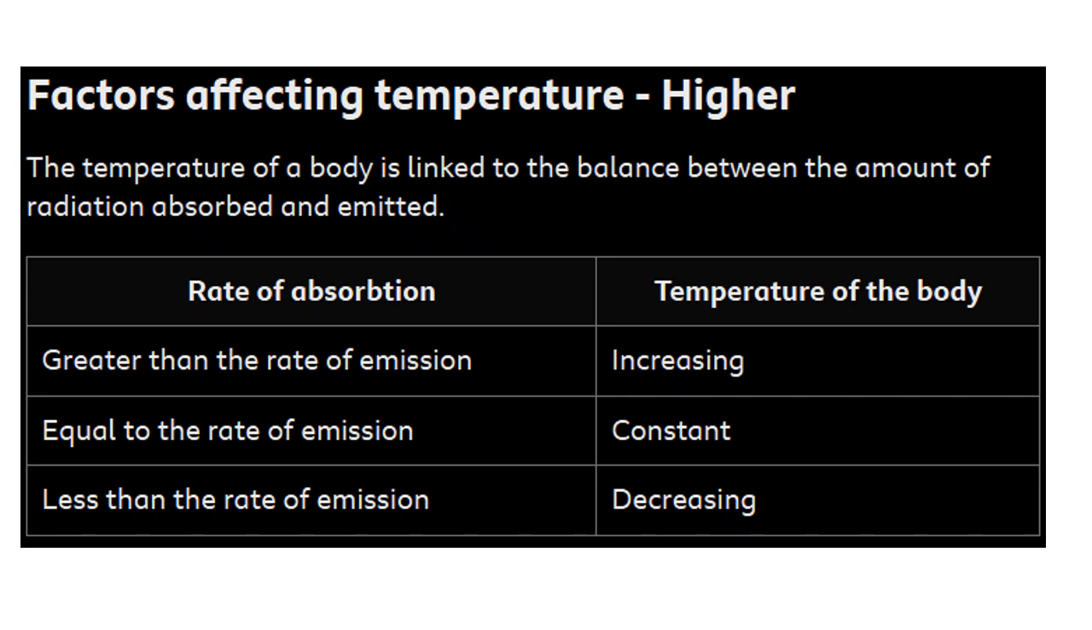Right, factors affecting temperature. The temperature of a body is linked to the balance between the amount of radiation absorbed and emitted. If the rate of absorption is bigger than the rate of emission, when there is more in than out, the temperature goes up. When it is the same, it is constant. But when the rate of absorption is less than emission, the temperature goes down.